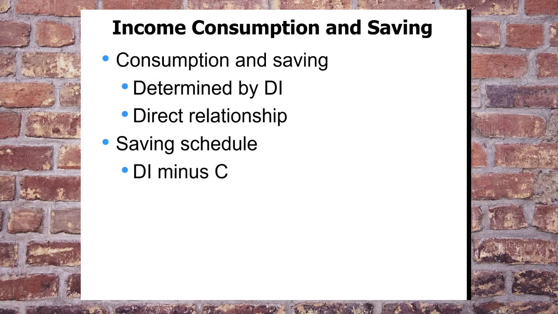We have what's called the saving schedule, which is disposable income minus consumption. And we must always be aware that there is the possibility for dissavings, where we spend more than our income.